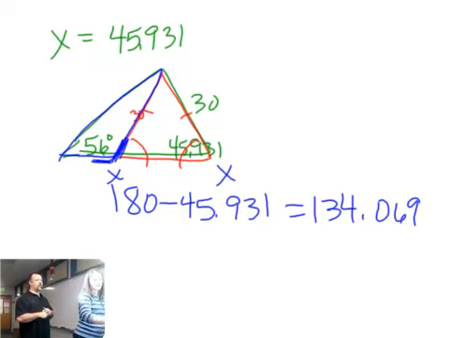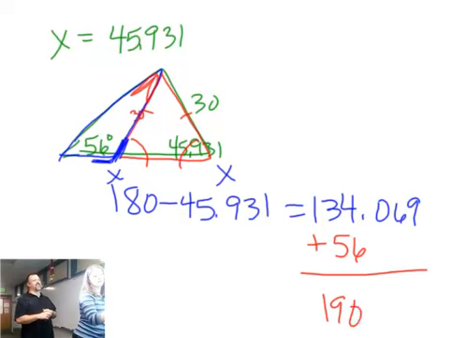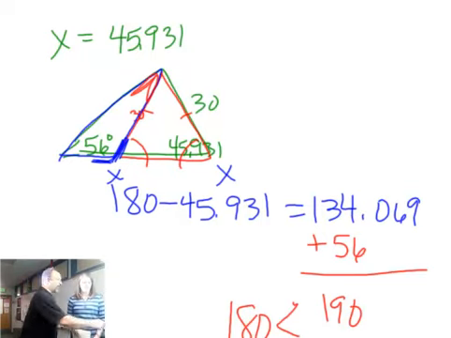Okay. Now let's think about this. It still has to make a triangle. So if the new x is 134.069 and we go to find the new y value, well, we were given 56 to begin with, so the last time we wanted to find y, we went 180 minus 56 minus x, but that's already more than 180. That's not going to work. That's 190 something, isn't it? Can I have a triangle with three angles that add up to 190? No. That doesn't work.